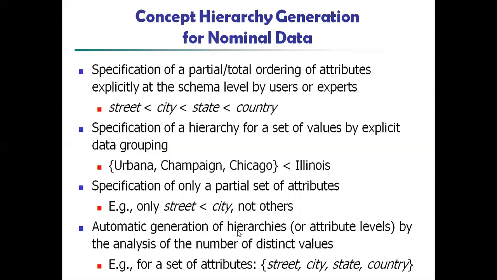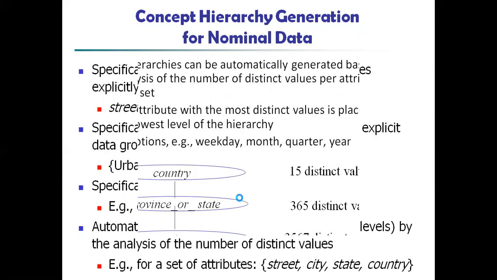Automatic generation of hierarchies means, depending upon the levels, we can frame it automatically also by the number of the discrete values. So whichever level we want, we can fix it up. Suppose here having a street, city, state, country. If I don't want the pin code or number or specific address or person, I can reduce it with the different levels, whichever I want in the attributes.